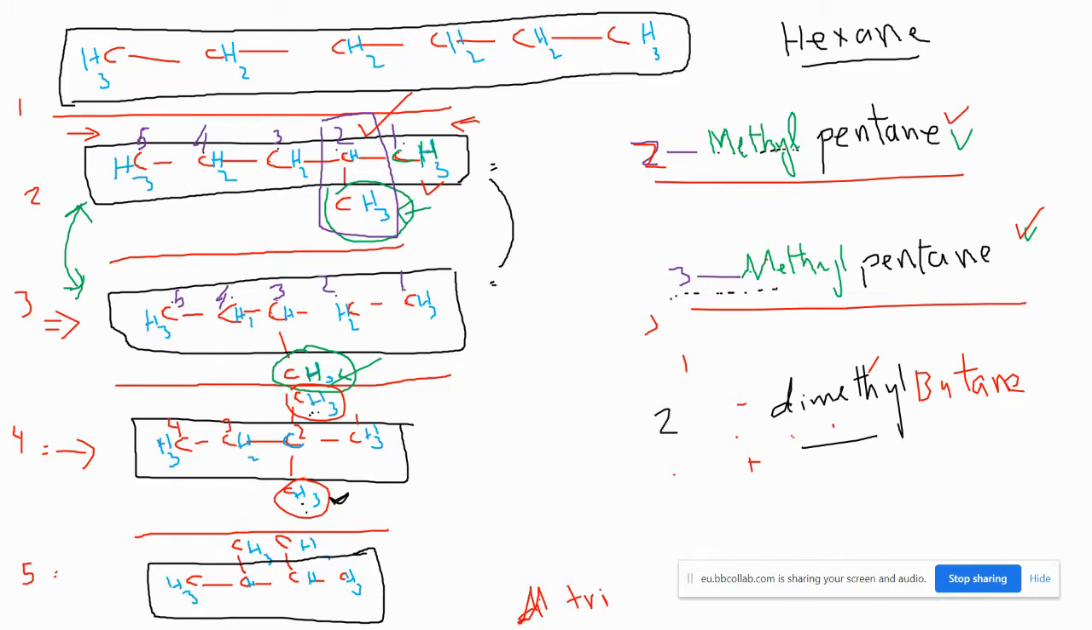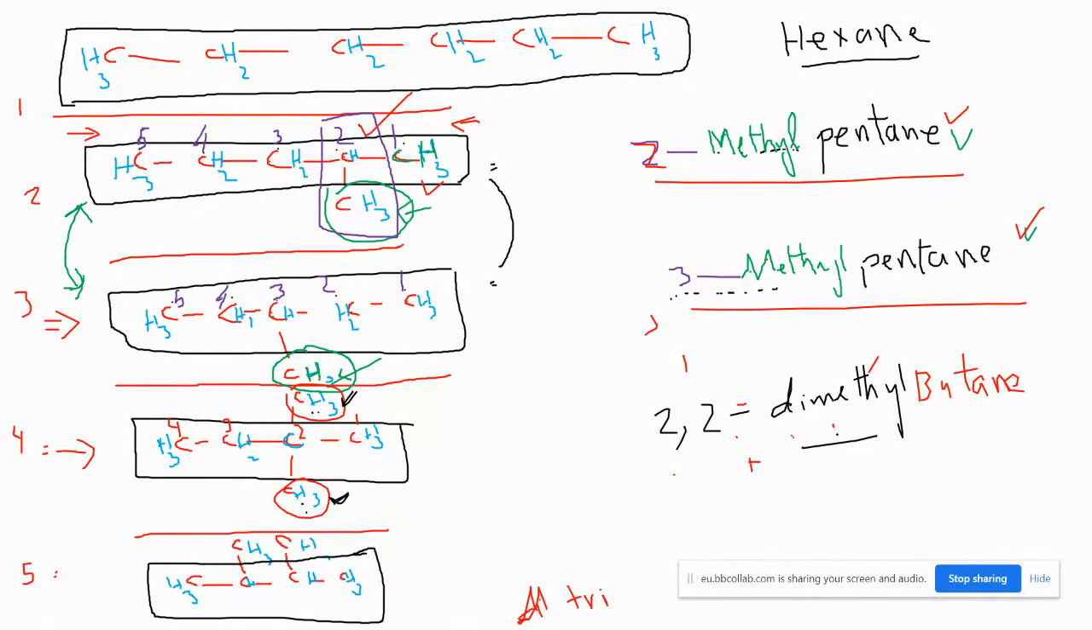What is the position of this one? Also 2. So we should not write 2 dimethyl. You should write 2,2 dimethyl. It means one is on carbon number 2, the other is also on carbon number 2. So we should write 2,2 dimethylbutane.